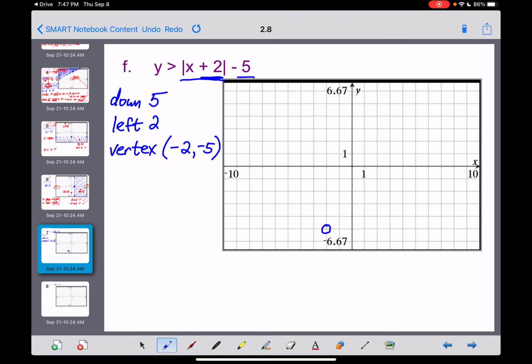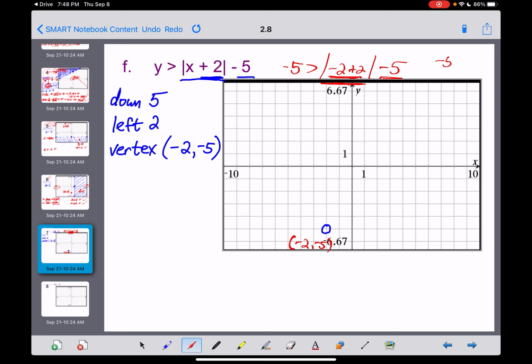Wouldn't be a terrible idea to test that point right now, guys. -2, -5. Let's see if we've got that right up here. The y-coordinate is -5, is greater than the absolute value of... Nope, I'm sorry, I lost the whole thing. -5 is greater than the absolute value of -2 plus 2 minus 5. Well, -2 plus 2 is 0. The absolute value of that is 0, and 0 minus 5 is -5.